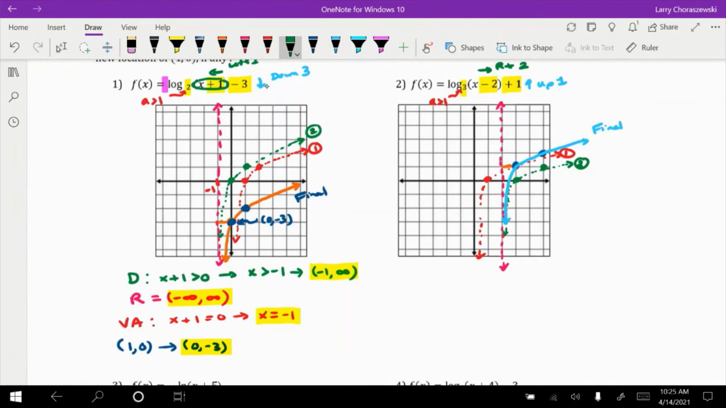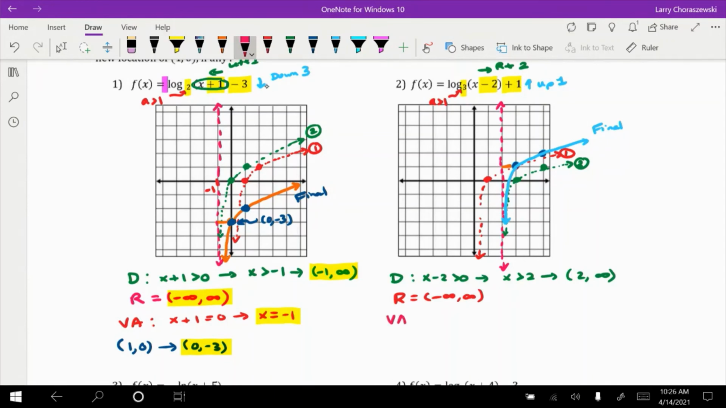All right. Now for our domain, we're going to set x minus 2 greater than 0, which gives us x is greater than 2, and in interval notation that would be (2, infinity), which as you can see our blue graph is entirely to the right of the VA, which you can tell is crossing at x equals 2. The range, memorized fact here, all real numbers.